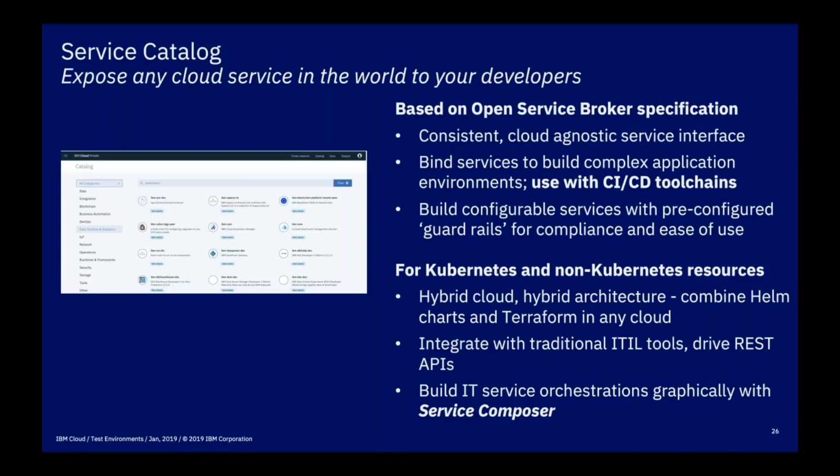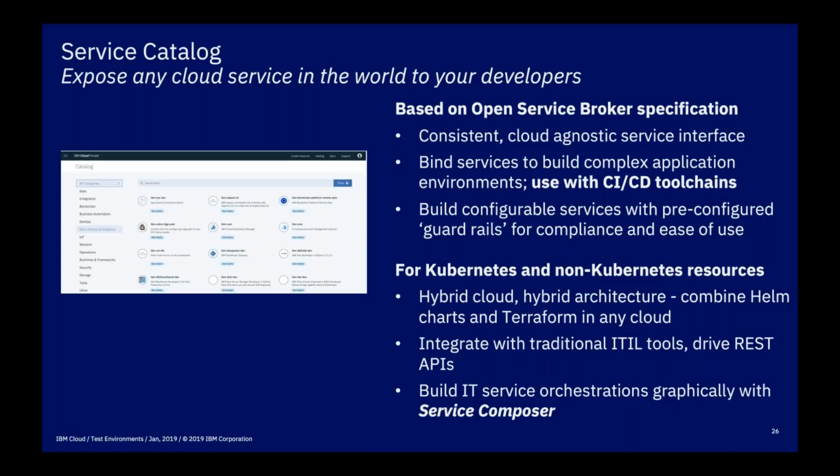You want to be able to build configurable services and pre-configure guardrails around some of the configuration options, perhaps for compliance purposes. A service might be restricted to a particular Amazon availability zone, and for ease of use, just hide unnecessary complexity from the end users. Your catalog needs to be able to hold both Kubernetes and non-Kubernetes resources.